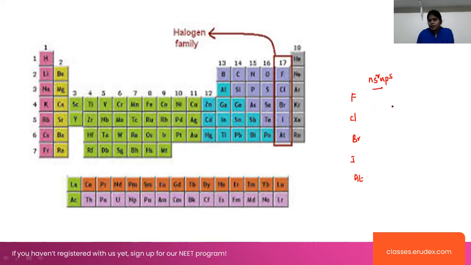From this general electronic configuration, we can say that the oxidation state range will be n minus 8 to n, where n is the number of valence electrons. In this case, n is 7, so 7 minus 8 to 7, that is, -1 to +7 oxidation states will be exhibited by these compounds.